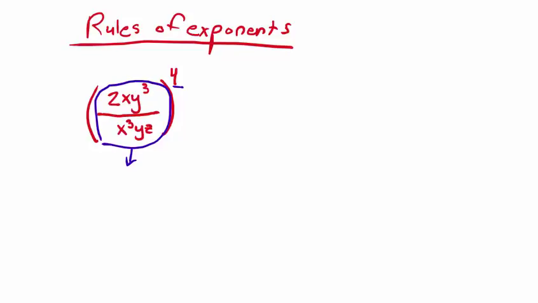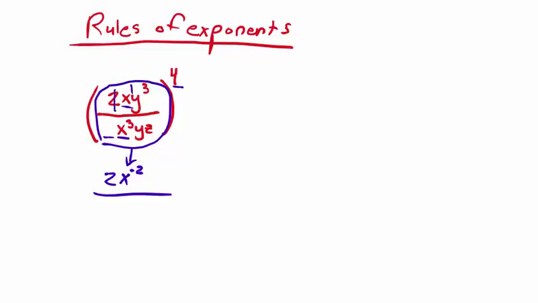Notice there's a 2 up top, but there's nothing down here, so I'm just going to leave the 2 up top. I have an x here and x to the third. Remember, when I'm dividing, x to the first over x to the third, I subtract. What's 1 minus 3? Negative 2. Again, I'll explain what we do from here because we don't want to keep negative exponents, but we'll deal with that later.